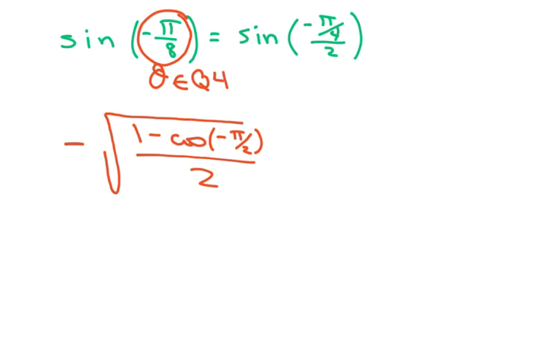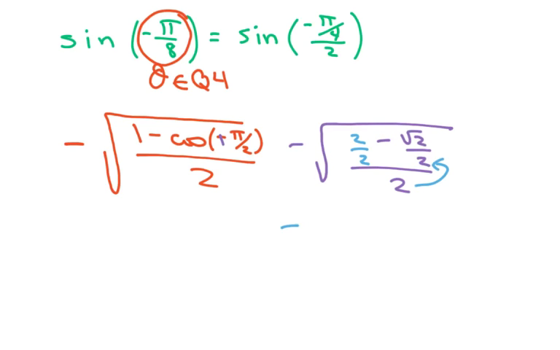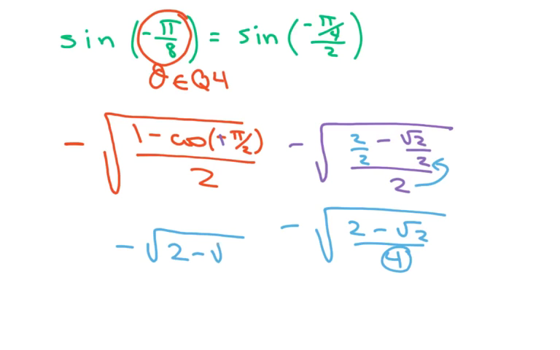Also, you should know that cosine's an even function, so I can just make that a positive. And we're going to get negative the square root of 1 minus square root of 2 over 2, divided by 2. I'm going to go ahead and change this 1 to 2 over 2. And now you can multiply these two. So you get 2 minus square root of 2 over 4. Square root of 4 here is going to be 2, so our final answer is negative square root of 2 minus square root of 2 over 2. And that's your final answer.